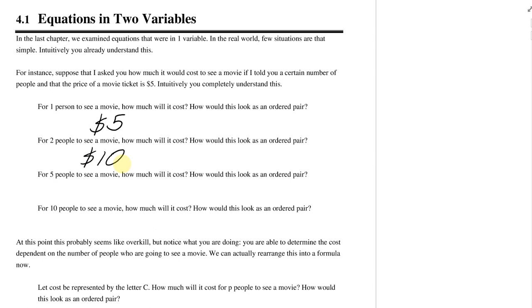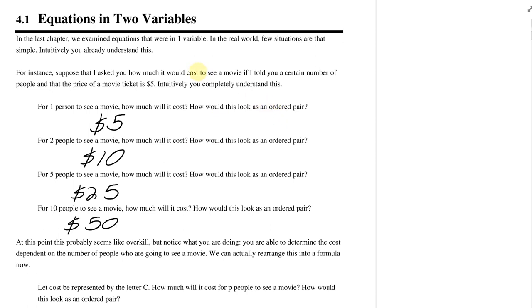And then I'd say, how much would it cost for 5 people to see a movie? So this would be $25. And then I might say to you, well, how much would it be for 10 people to see a movie? And then you'd be like, oh my God, stop asking me. That would be $50. Okay, so I want to now reframe this information in terms of something new.